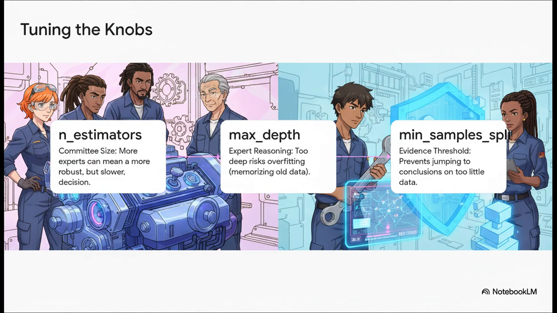So here's the crucial point. Each of these knobs is a trade-off. A bigger committee probably gives you a better decision, but it takes more time. Deeper reasoning can find really subtle patterns, but it also risks overanalyzing and getting way too focused on past details. And setting a high evidence threshold stops hasty conclusions, but you might miss some weaker signals. Tuning is all about finding the right balance for your specific problem.